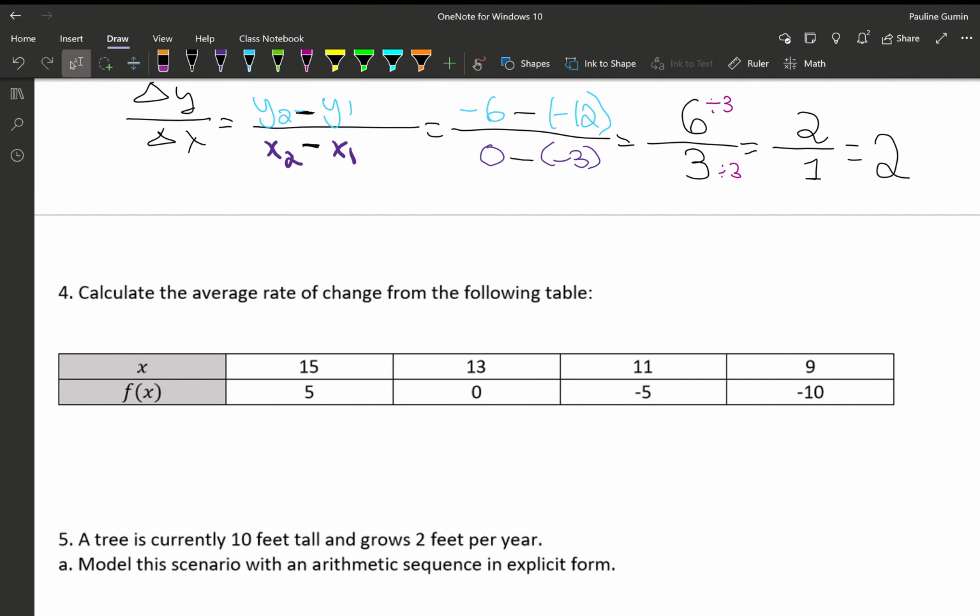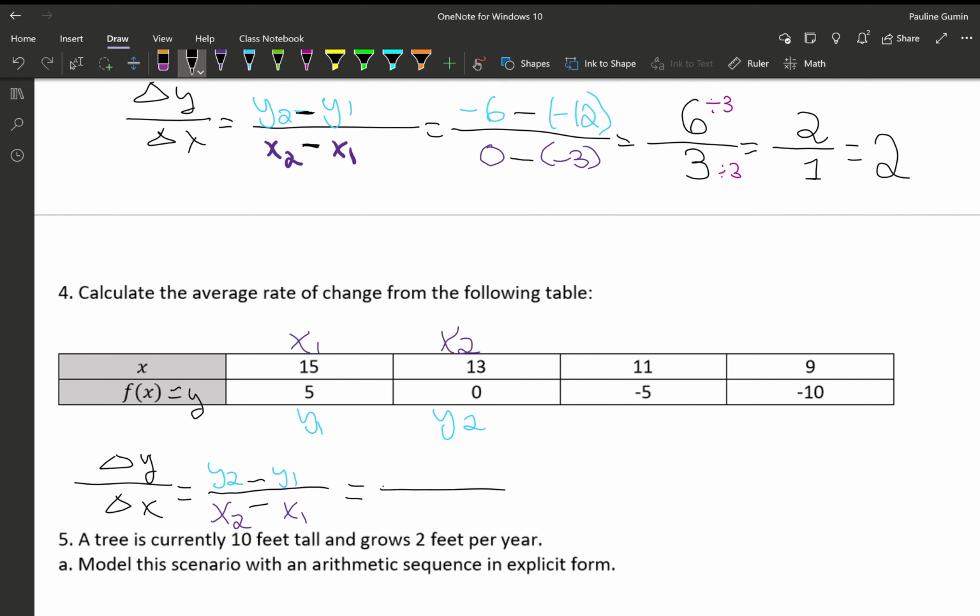Let's try it one more time. Again, we have a table, and I'm going to remind myself that f of x equals y. I'm going to label this as x1, x2, y1, y2. And I'm going to calculate the change in y's over the change in x's. On the top of my change in y's, I have y2 minus y1. On the bottom, I have the change in x's, x2 minus x1. All right, let's do some subtraction. y2 is 0, y1 is 5, x2 is 13, x1 is 15.